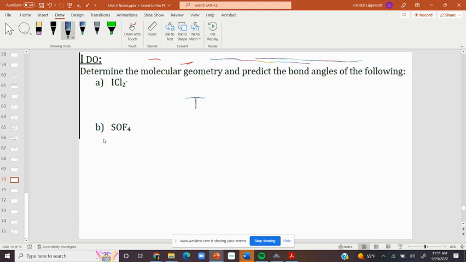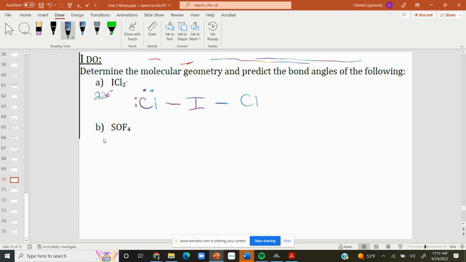So I have my iodine here. It's going to be my central atom. It's going to connect to a chlorine and a chlorine. I need to figure out my number of electrons. This is going to be 7 times 3, which is 21, plus another electron because of this. So it's going to be 22 electrons that I need to place.